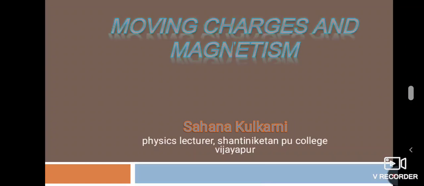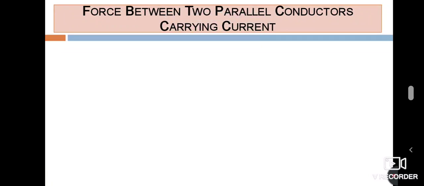Today again we are going to discuss the continued part of the chapter Moving Charges and Magnetism in this session 6. So first of all, we are going to discuss the force between two parallel conductors carrying current. This is a very important derivation. Surely you are going to get it for 5 marks.